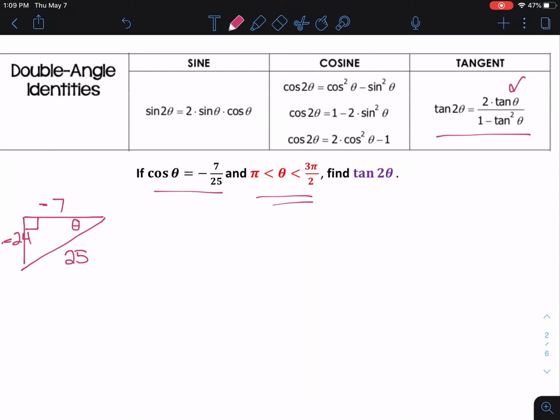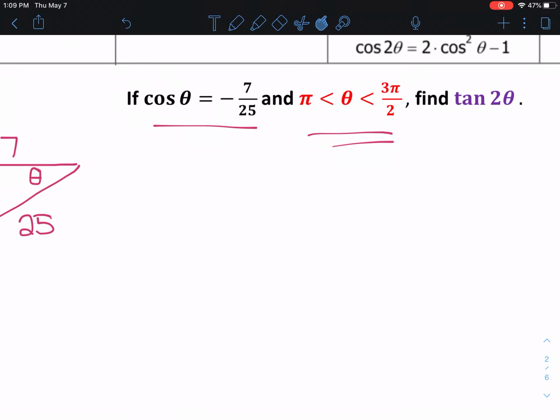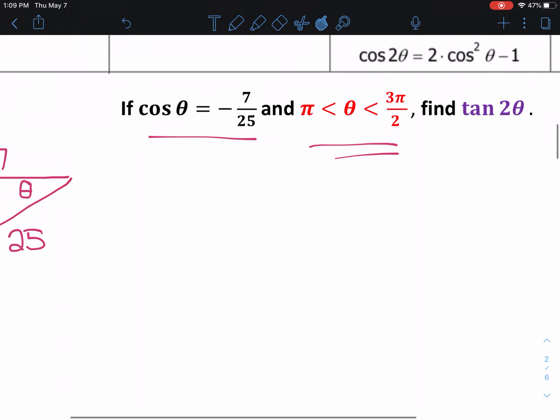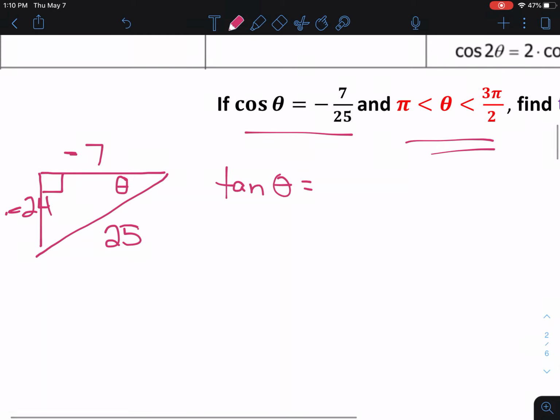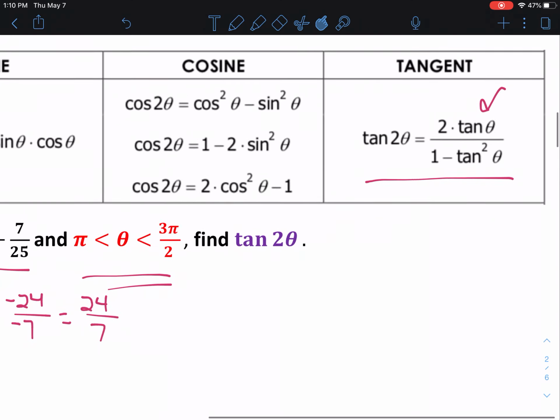Okay, so now let's take a look. I'm going to zoom in a little bit here. If I want tangent of theta for the formula, let's take a look at our picture here. Tangent would be opposite over adjacent, so negative 24 over negative 7, or basically 24/7. All right, so now if we look back here at this formula, I have 2 times tangent of theta over 1 minus tangent squared theta.